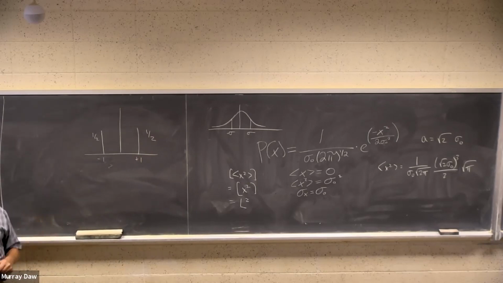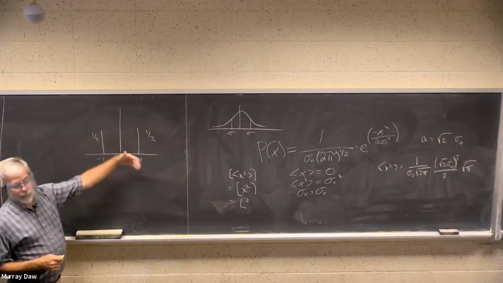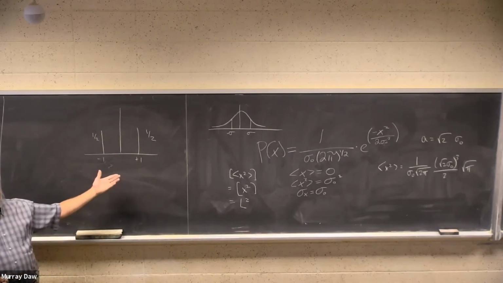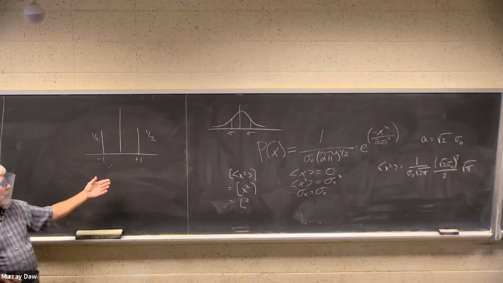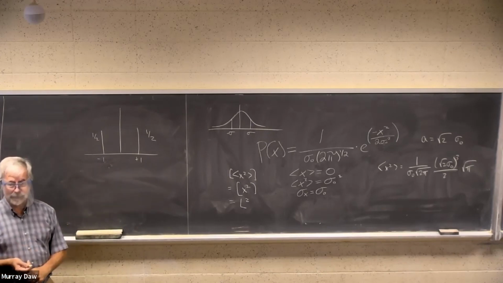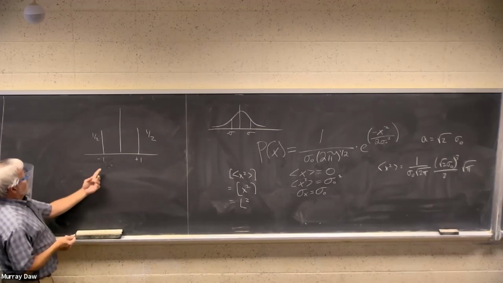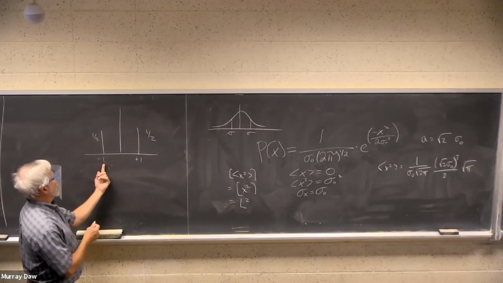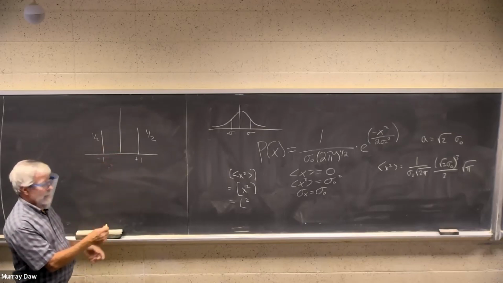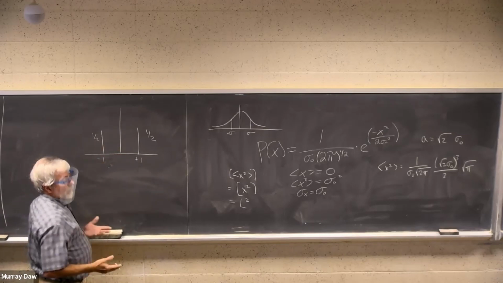It's not a smooth curve. There's no inflection point to the distribution, but there is a standard deviation. What would be the standard deviation of this? 1. So in fact, minus sigma and plus sigma is where the delta functions are.